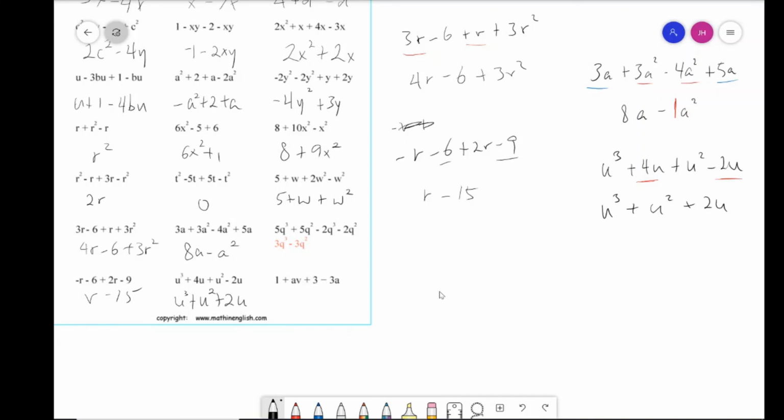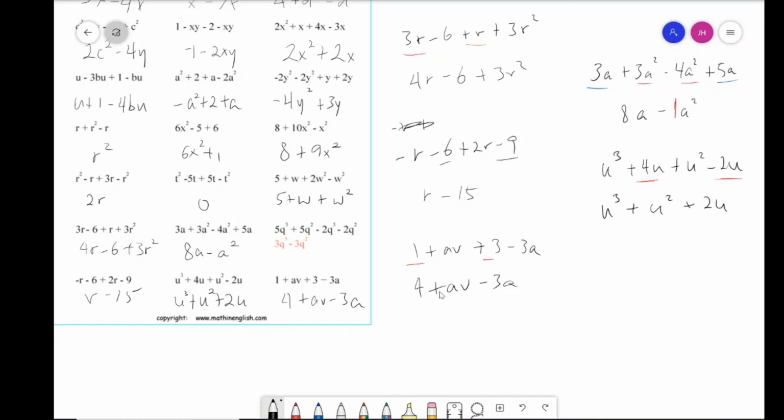Okay, the last one I have 1 plus av plus 3 minus 3a. In this case, the only thing I can combine is the constants. So 1 plus 3 is 4. Then bring down the rest that I am not doing anything about. That is 4 plus av minus 3a altogether.